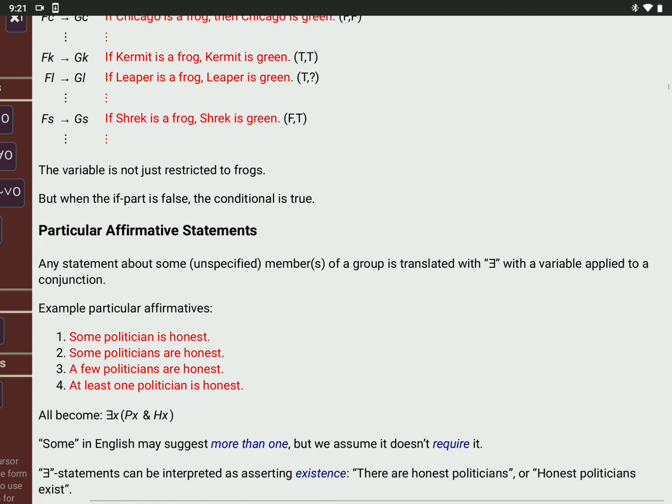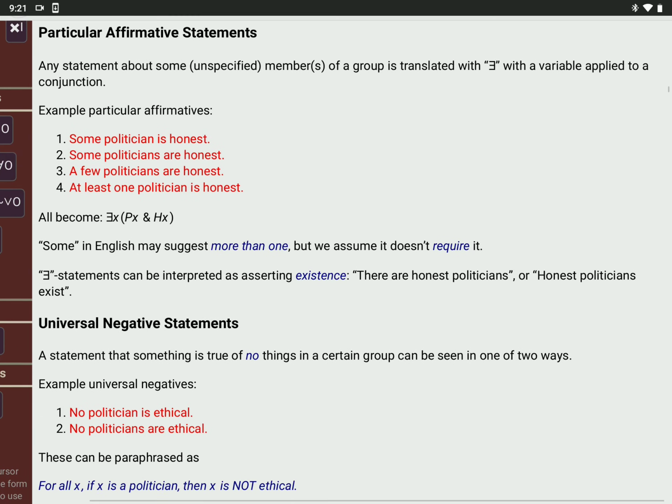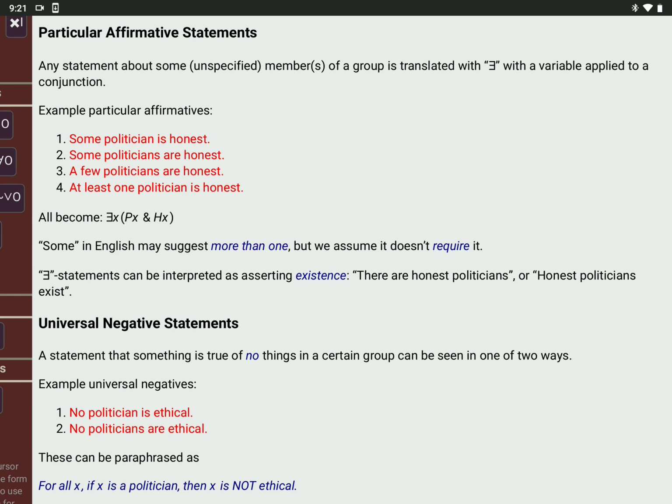A statement that says something is true about something, but doesn't say it's true about everything, it's true about at least one thing, is called a particular affirmative statement. We translate these with a backwards E applied to a conjunction, that is an "and" statement, right? So any of these, some politician is honest, some politicians are honest, a few politicians are honest, at least one politician is honest, we translate like this. Backwards E x, Px and Hx.